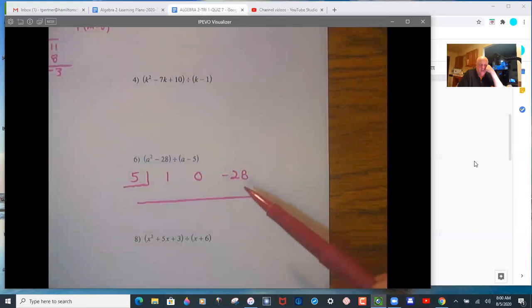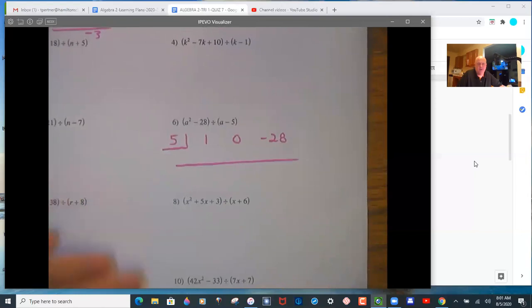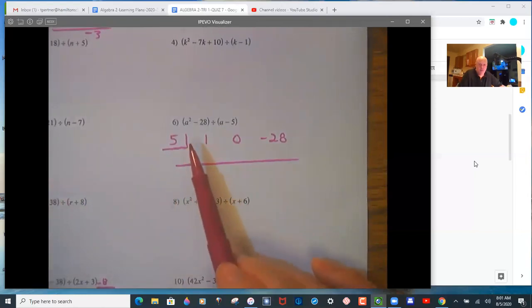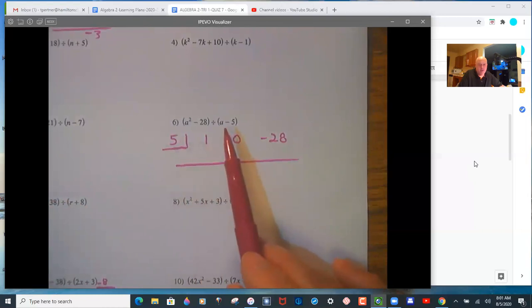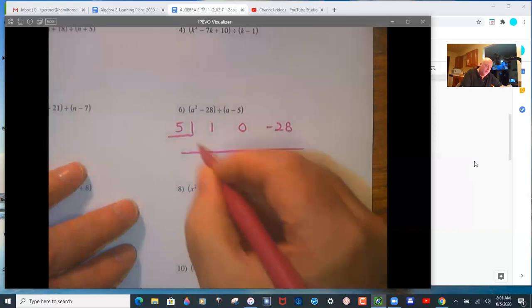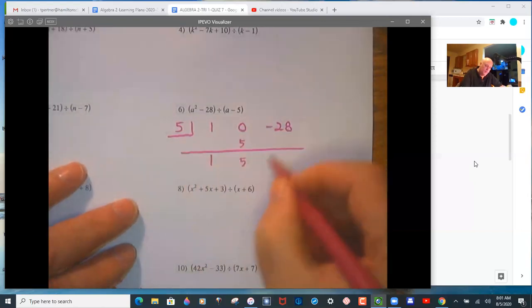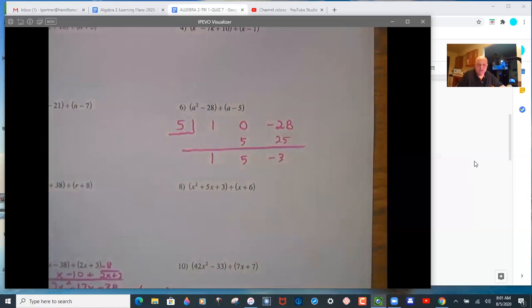1, 0, negative 28. There's no a term, so that's a 0. That would also hold if we were doing this, it would be 2x squared plus 0x. You'd have to put a 0x in there, so that also holds. Now notice that I put a backwards L here with the 5, and its opposite, what makes it 0, then 1, 0. And here's what you do. You drop this number down, you multiply, 5 times 1, you add. Multiply and add.